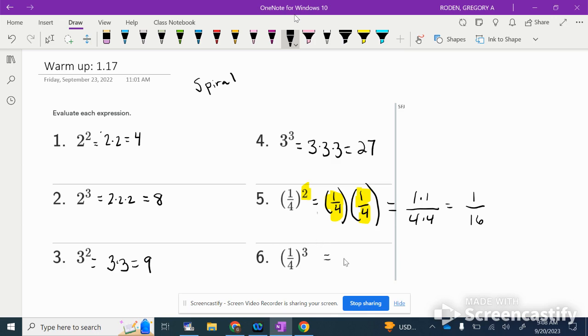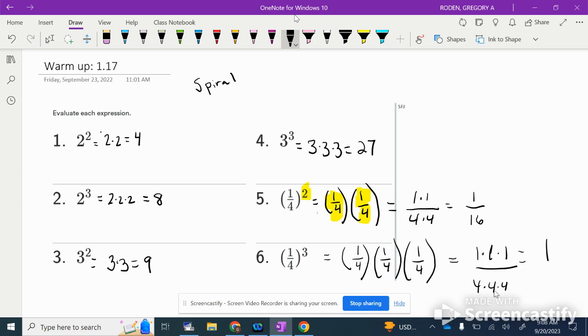Okay, let's do 1/4 cubed. 1/4 cubed is 1/4 times 1/4 times 1/4. On top, it's 1 times 1 times 1, and on the bottom, it's 4 times 4 times 4. 1 times 1 times 1 equals 1. And we know that 4 to the third power was 64, I believe, right? Yep. So it's 1 over 64.